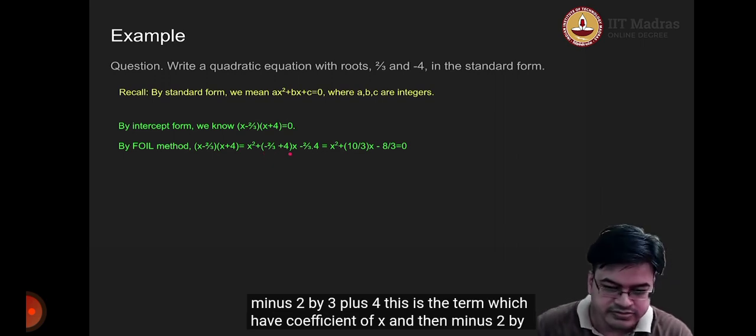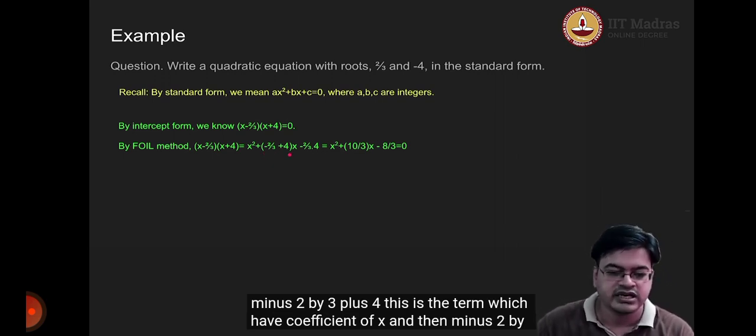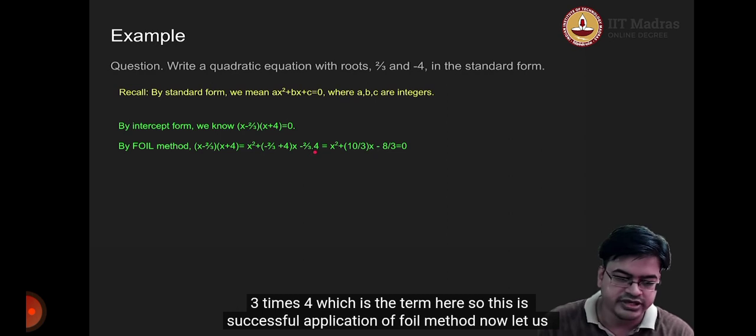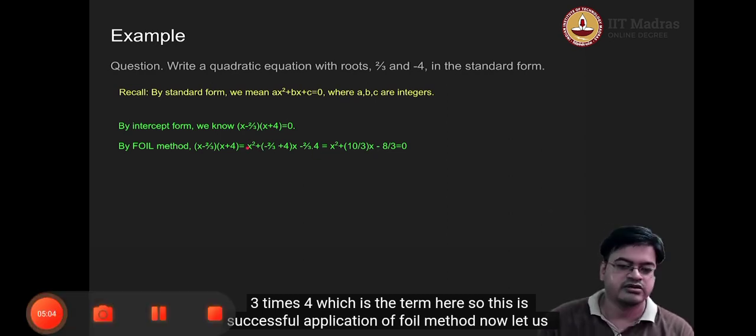Minus 2 by 3 plus 4. This is the term which has the coefficient of x, and then minus 2 by 3 times 4, which is the term here. So this is a successful application of the FOIL method. Now let us rewrite all these things.